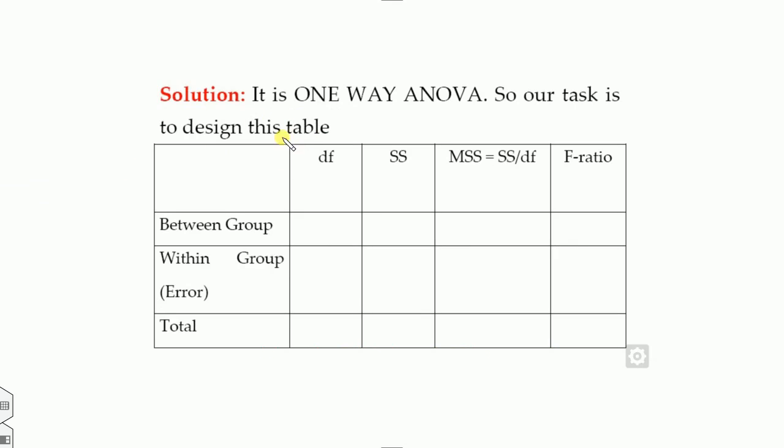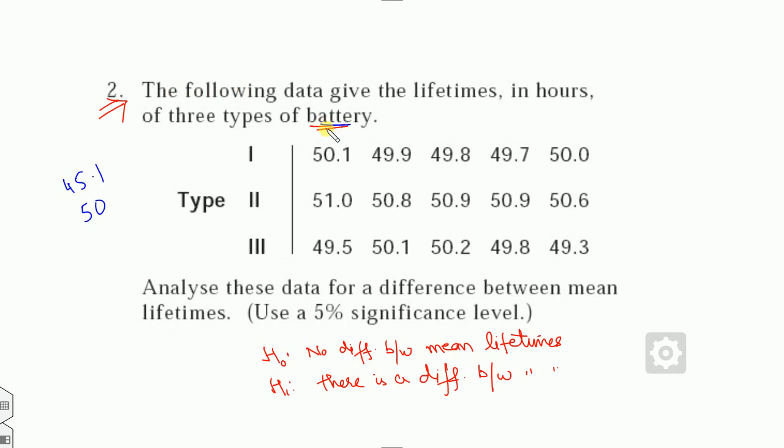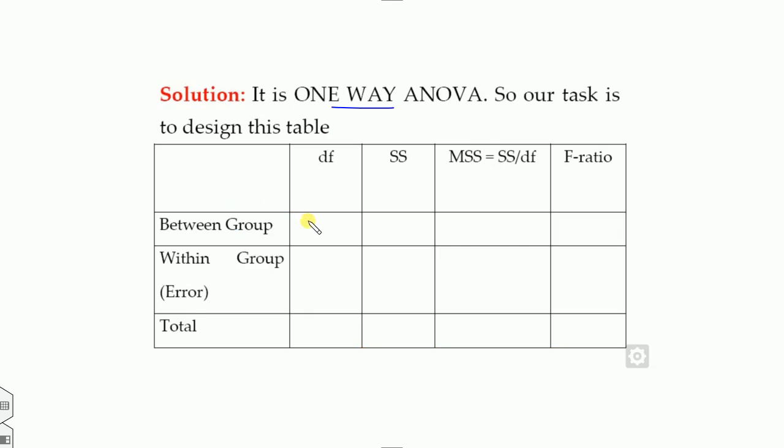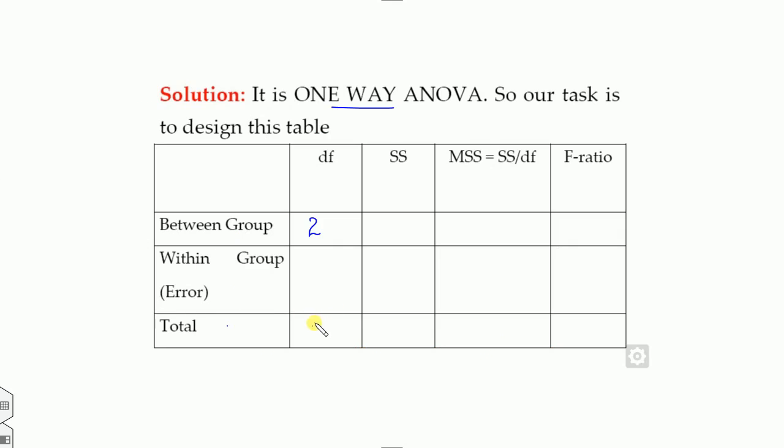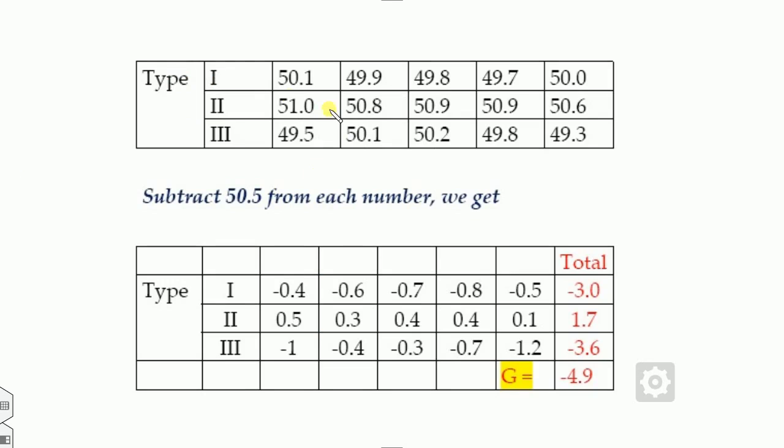So my task is to first construct this table. I first calculate the degree of freedom between the groups. Here the group is my batteries. How many groups are there? 3. So the degree of freedom is 2. What is the total degree of freedom? How many elements are there in total? 5 plus 5 plus 5, 15. So the degree of freedom is 14. The error is the difference.